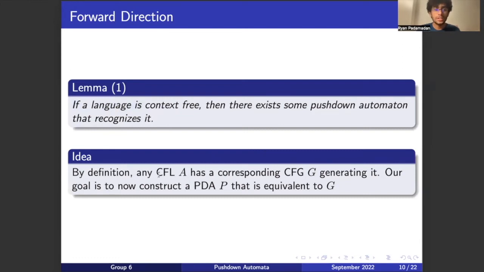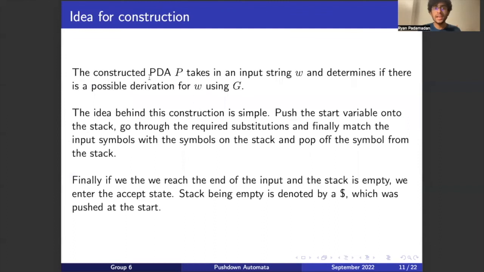So our idea for this proof is that for some context-free language A, we know that there has to be a context-free grammar G that generates it. Our goal is to construct a pushdown automaton P that is equivalent to G. So let's say pushdown automaton P takes in the input string W. It will now determine if there's a possible derivation for W using the context-free grammar G.